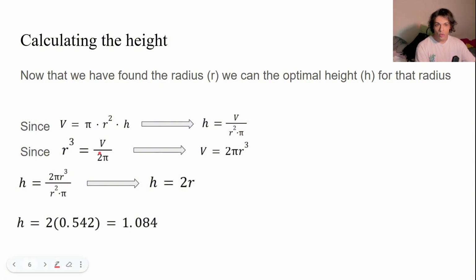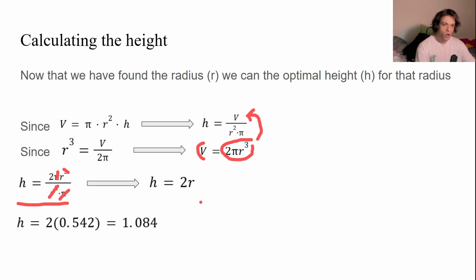And since r cubed is equal to v over 2 pi from the previous formula, v is equal to 2 pi r cubed. So if we substitute this v value into the h formula, we get h equal to 2 pi r cubed over r squared multiplied by pi. If we cancel these, the r squared with the r cubed and the pi with the pi, we are left with 2r. So the height is equal to 2 multiplied by the radius. It's basically double the radius.